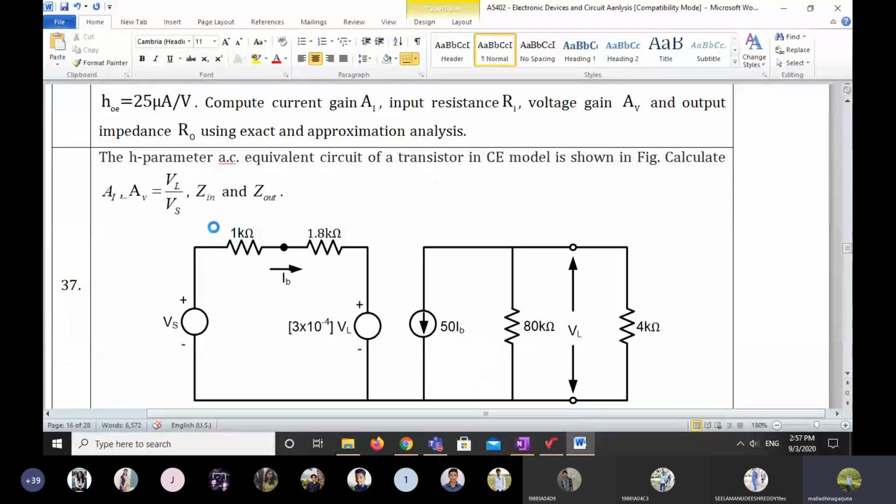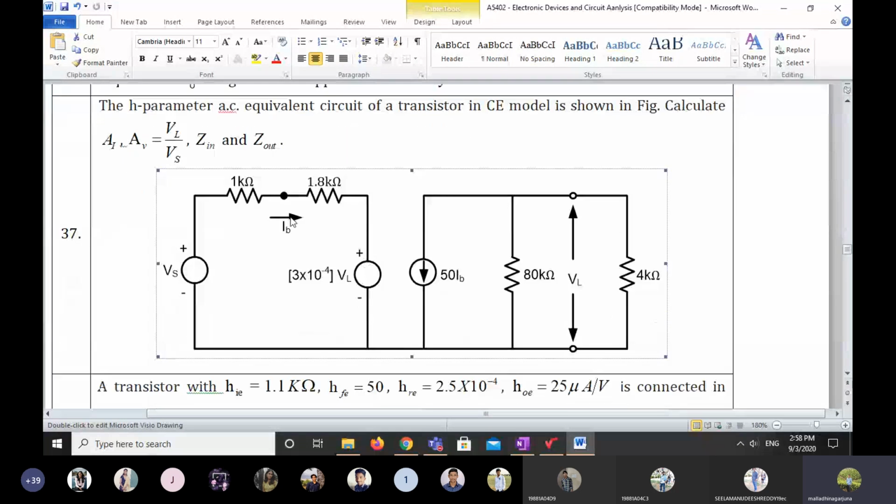Okay, the next question is like this. The h-parameter equivalent circuit of the transistor model is shown in the figure. Calculate AI, AV, Zin, Z0, meaning input impedance, output impedance, current gain, voltage gain. The typical values are given indirectly. See, what is this value? 1.8 is there, no? So what is this value?